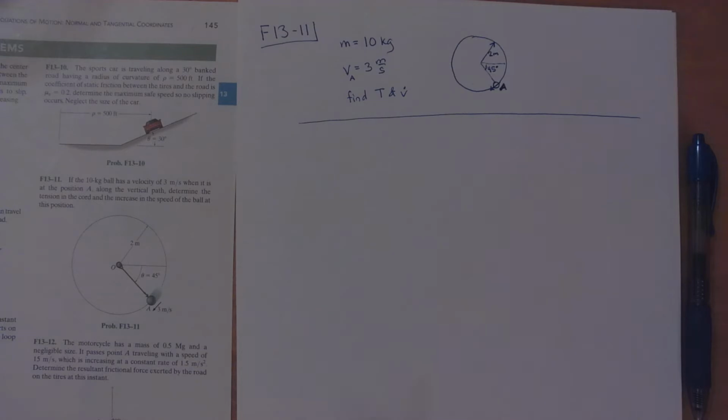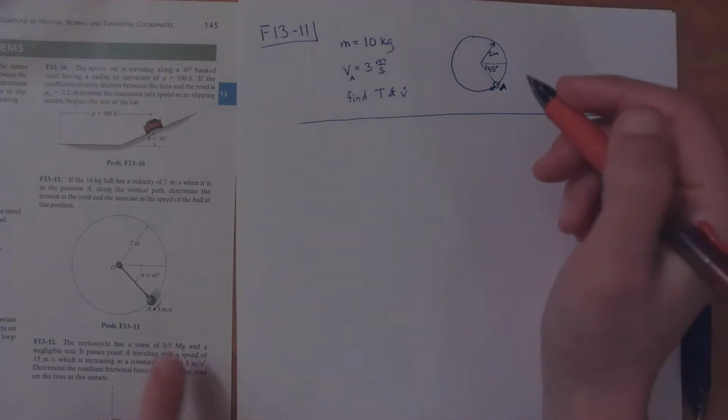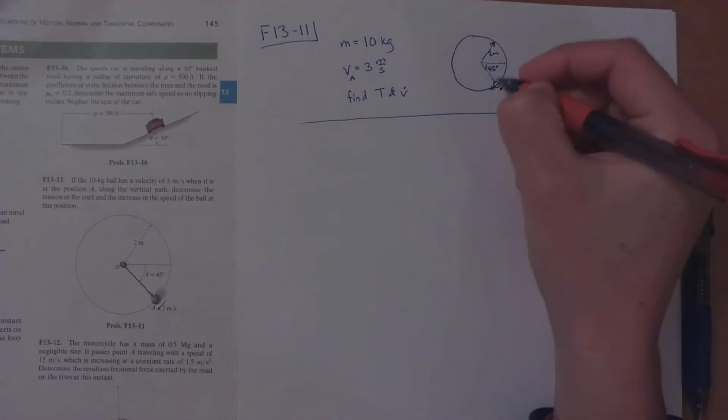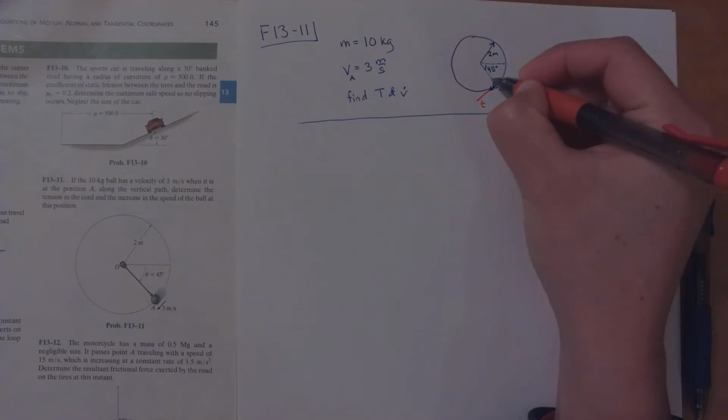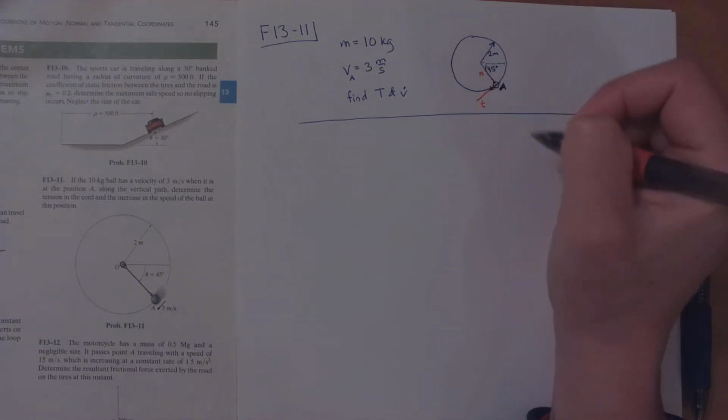Okay, so now what we want to do to begin with is to determine what the tangential direction is and what the normal direction is, and possibly the binormal direction. So the object is moving in the tangential direction, so you can see the velocity vector is pointing this way. So this is the tangential direction. Normal always points in towards the center of the circle.